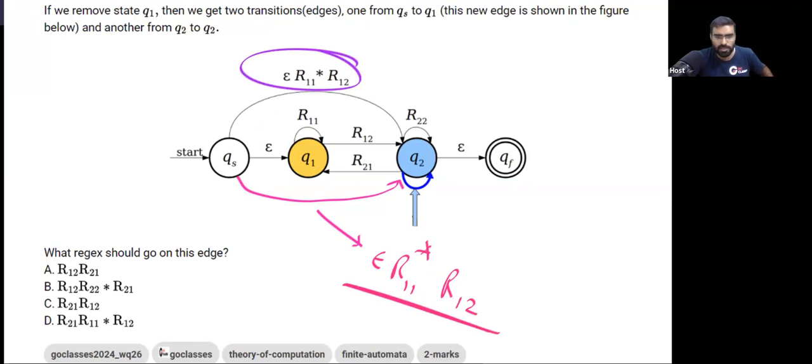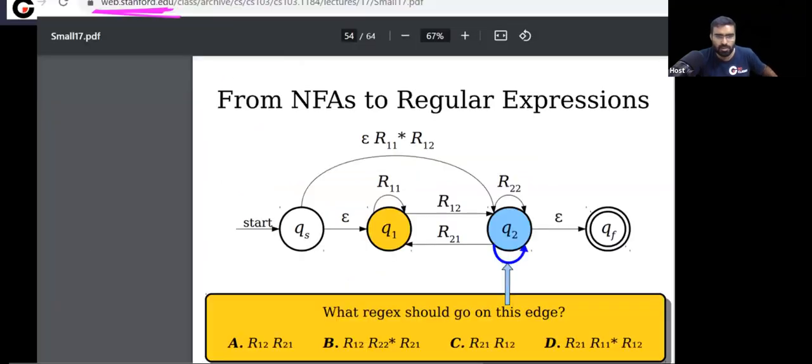So this is a very simple question. I hope this is clear. You can see, if you delete this Q1, then the question is asking which regular expression should go on this edge. So you can easily notice your answer will be option D. Option D will be the answer. Okay, quite simple. Now let's move on.